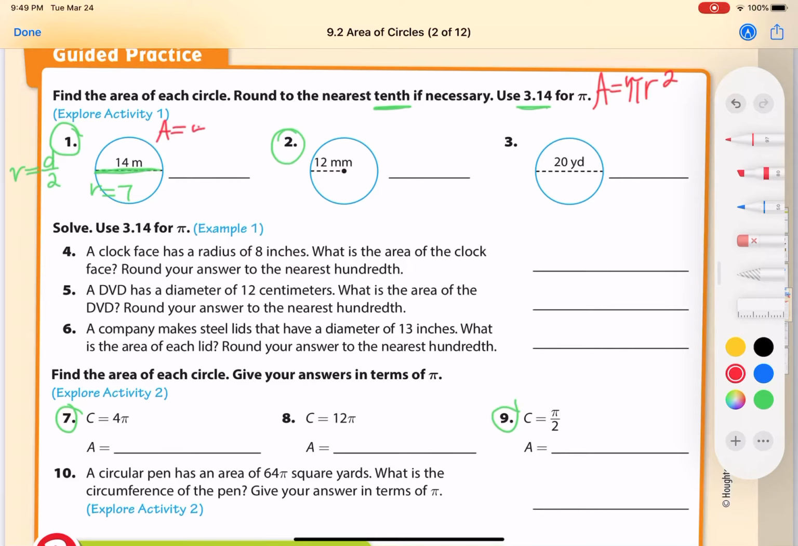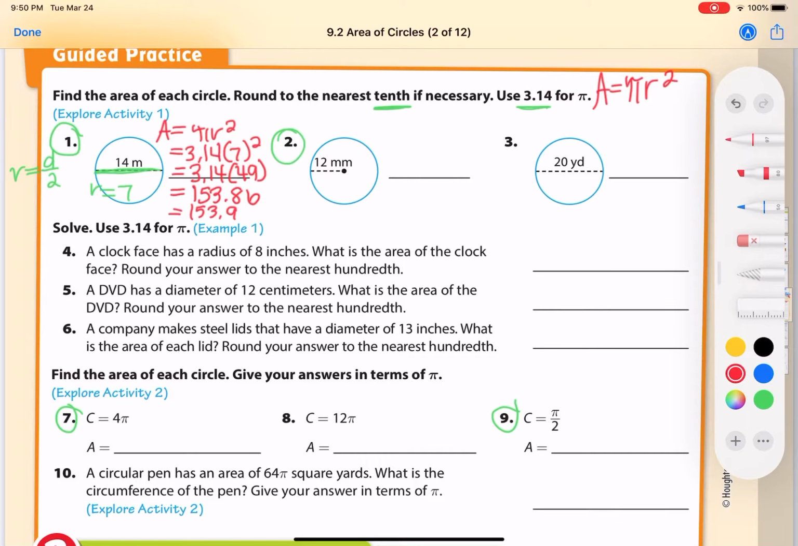So now that we have 7, we can plug that back into our formula. So A equals pi r squared. Pi equals 3.14 times 7 squared. 7 squared is 7 times 7, which is 49. And when I multiply those together, 3.14 times 49, I get 153.86. Now we have to round to the tenth place. So the 6 is going to make that 8 become a 9.